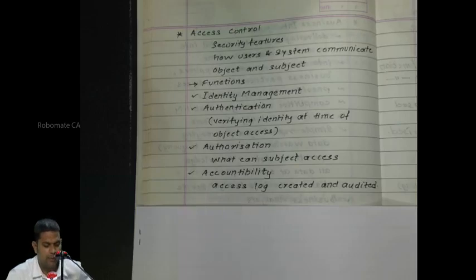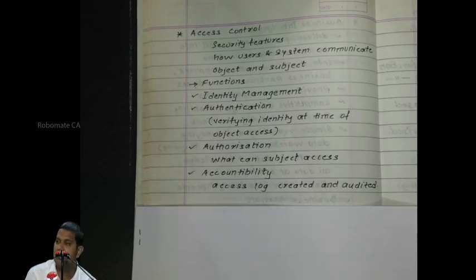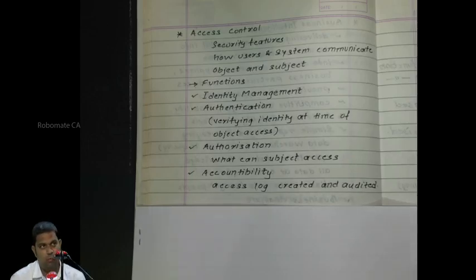We are now moving to the next topic that is called access control. It is about the security that you have in your business information system. So it is very well said that access control gives us the security features about an information system. Now, if we want to expand, it will define how the user and a system are communicating.